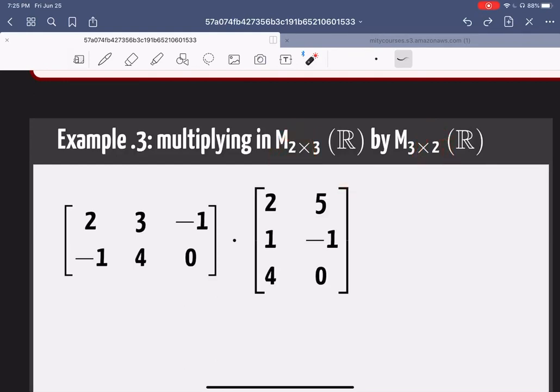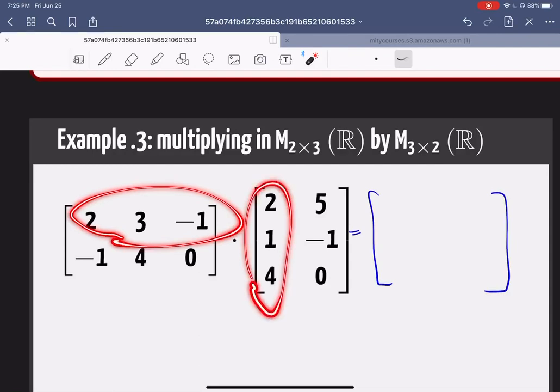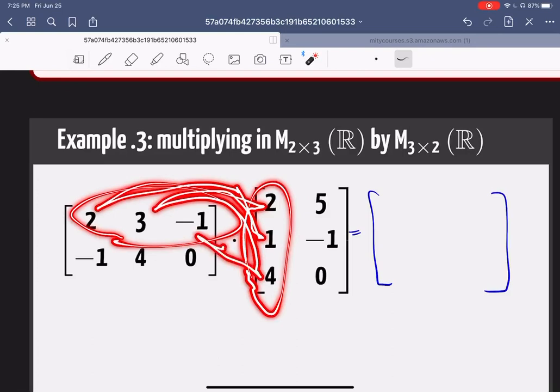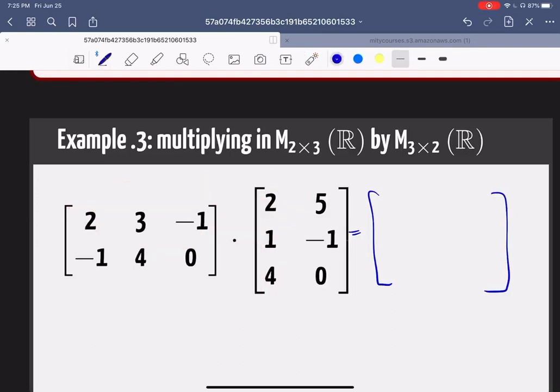Okay, and the way we're going to do it is very, very similar to what we did before. Just take rows times columns. First, I'm going to do this row times this column, using the dot product, and I'll do it in my head. So I'm taking that 2 times that 2. That's a 4. I'm going to take the 1 by that. That's a 3. I'm going to take that by that. That's a -4. So I'm thinking 4 plus 3 plus -4. That's going to give me a 3. So that's my first entry right there.